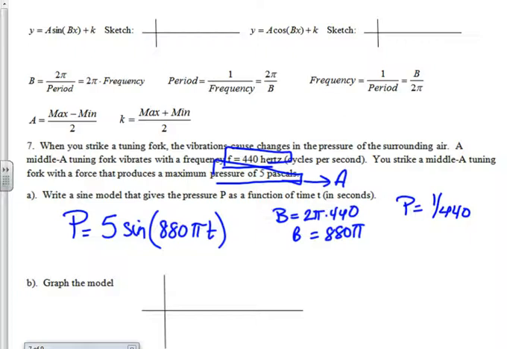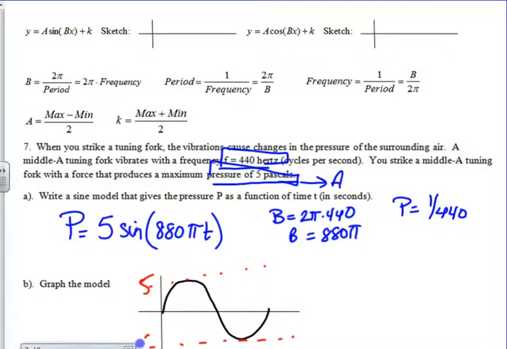Now they want me to graph the model. Ugh. You've seen my graphs. Actually, that's not bad for me. And, oh goodness, I don't know why it's so hard to draw a horizontal line, but it is. That's a 5, that's a -5. Oh goodness.